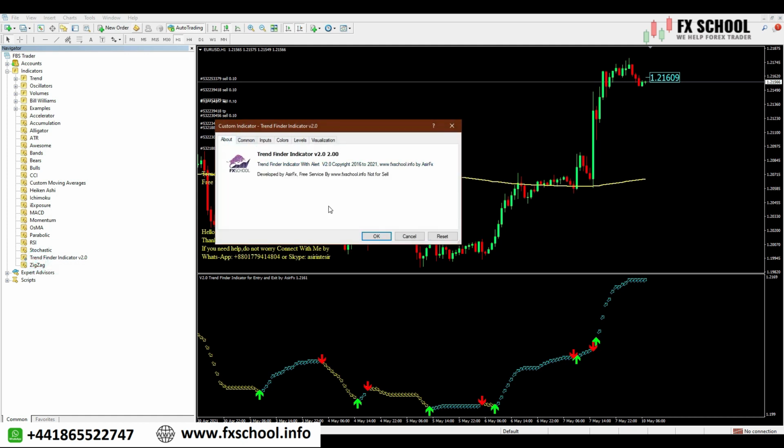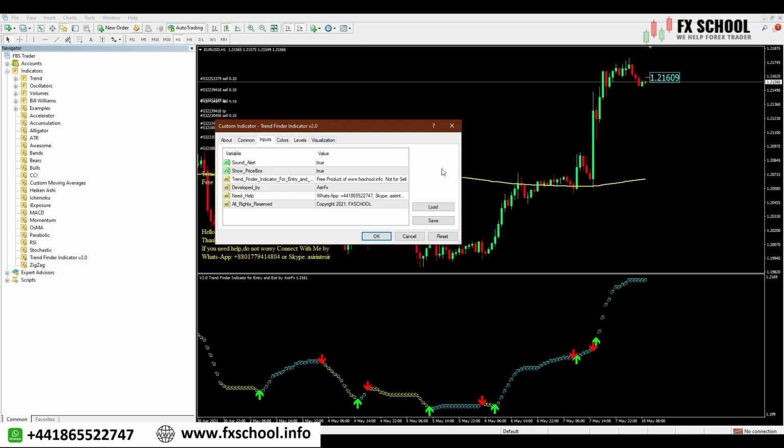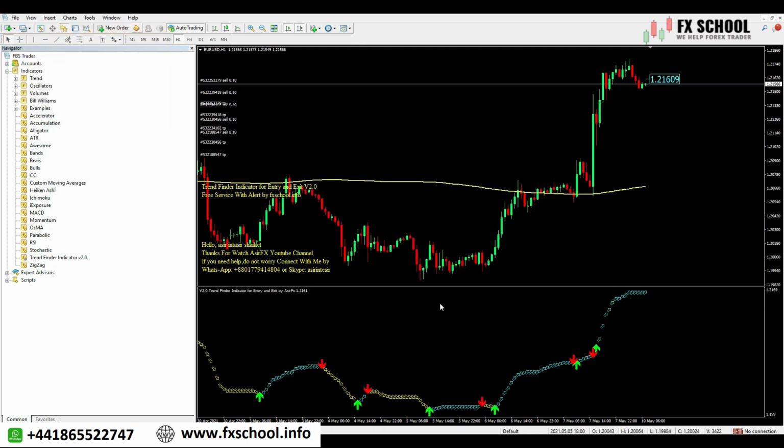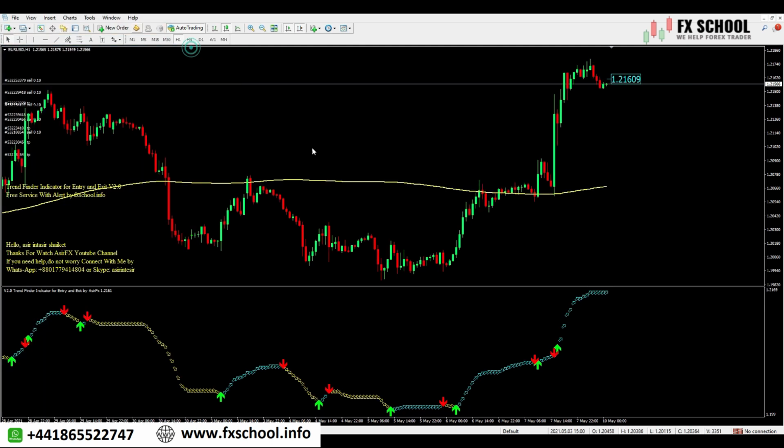So this is for free. Go to input and click OK, and when you click OK, you will get this. So there are two things: one is the trend finder indicator, and another one is the moving average 200.